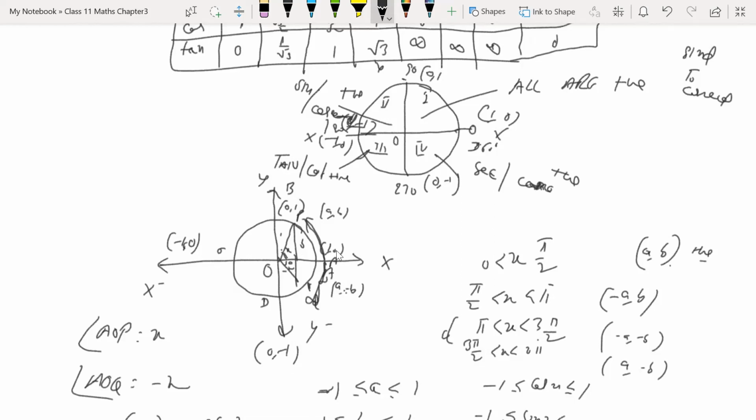You can state this for others also, like cos. Cos decreases from 1 to 0 in the first quadrant. In the second quadrant, it again decreases from 0 to -1. In the third quadrant, it increases from -1 to 0. And in the fourth quadrant, it increases from 0 to 1.